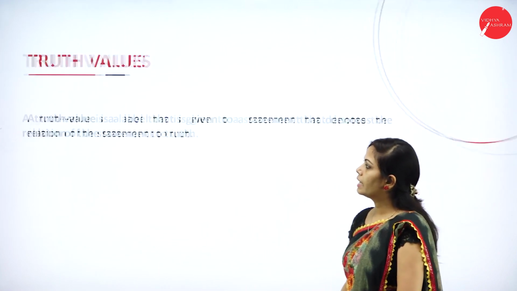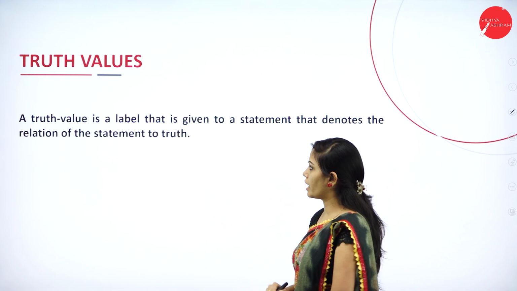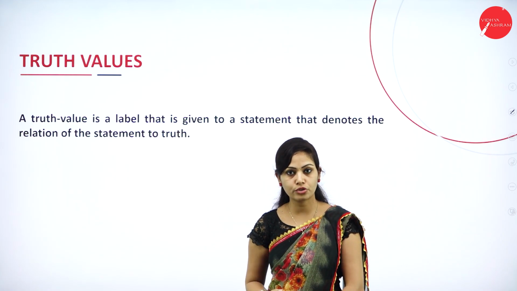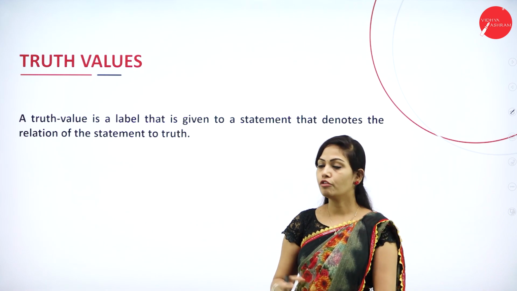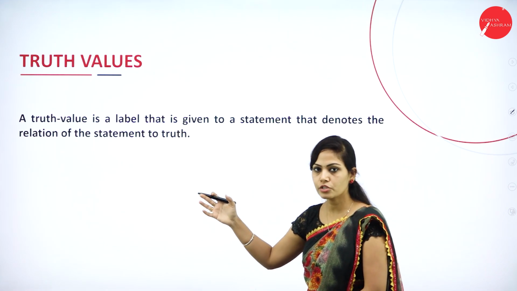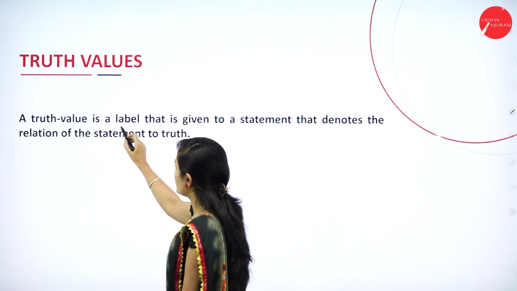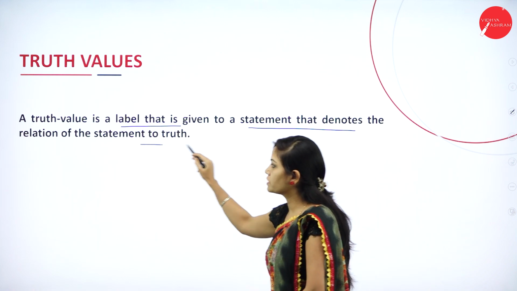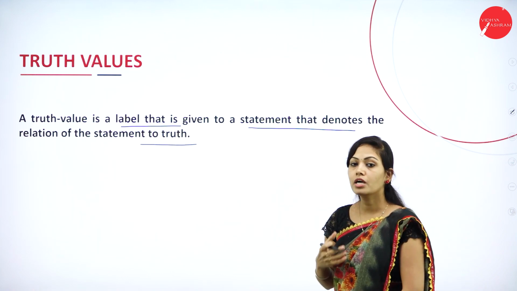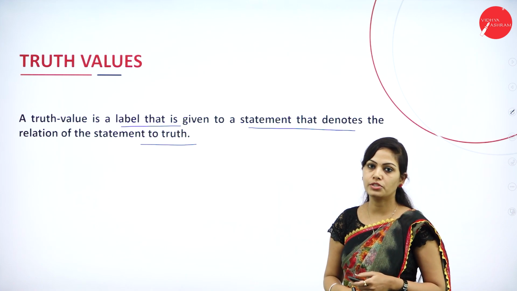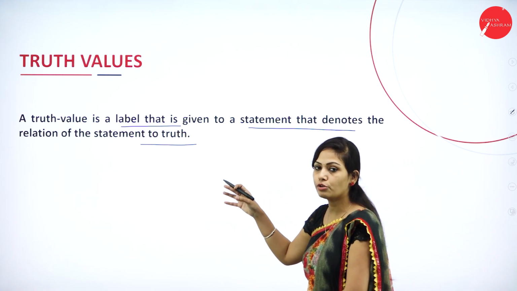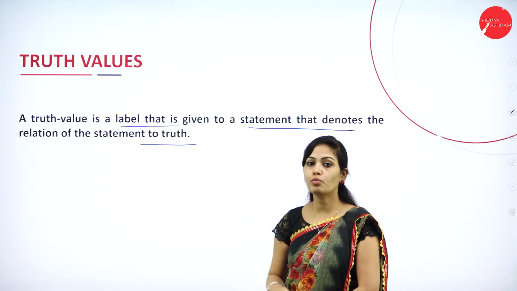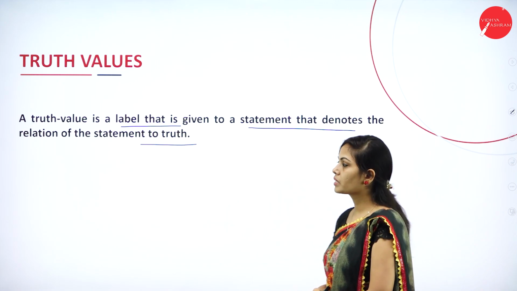So now let's understand about truth values. For every proposition we have a truth value. So either it is true or it is a false condition. Truth value is a label that is given to a statement that denotes the relation of the statement to truth. So truth value is a label that is given to a statement. It is a 2 marks question: what is truth values? Give an example.